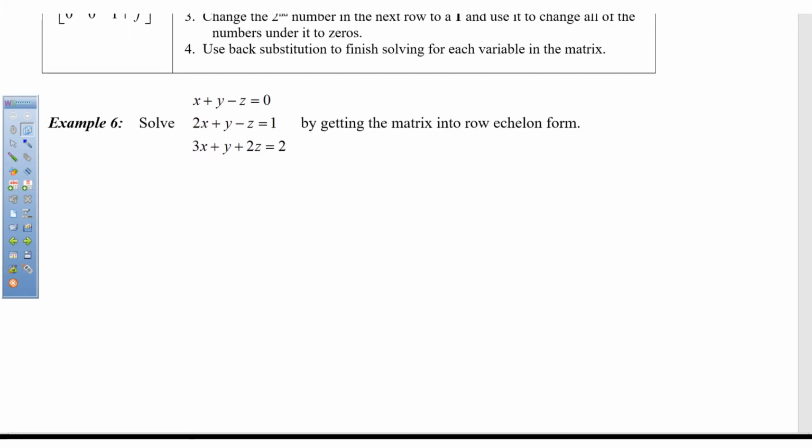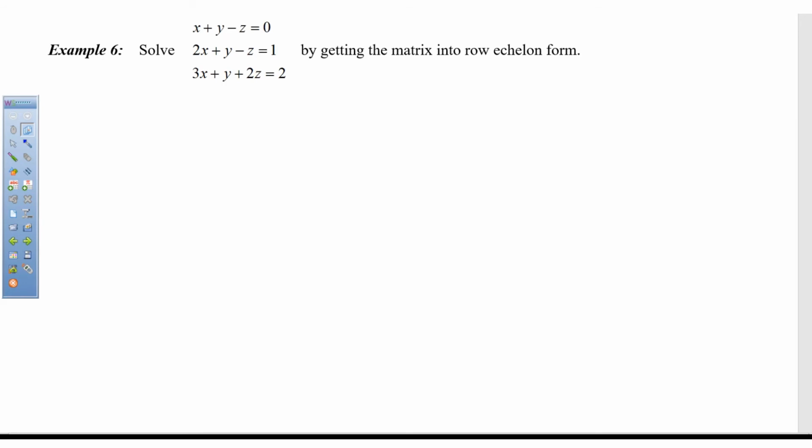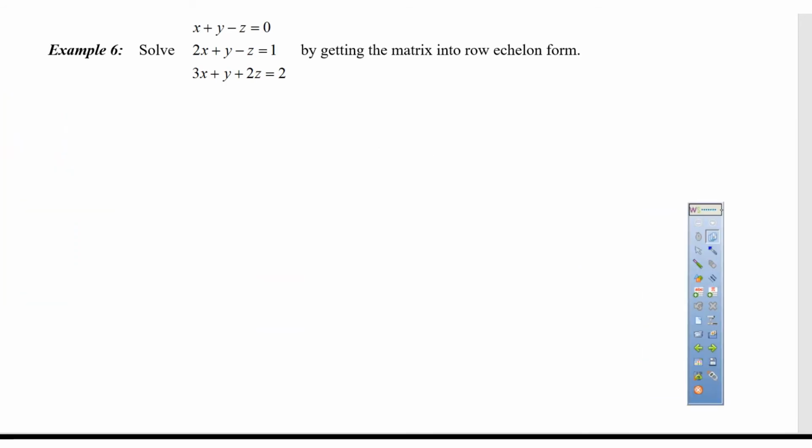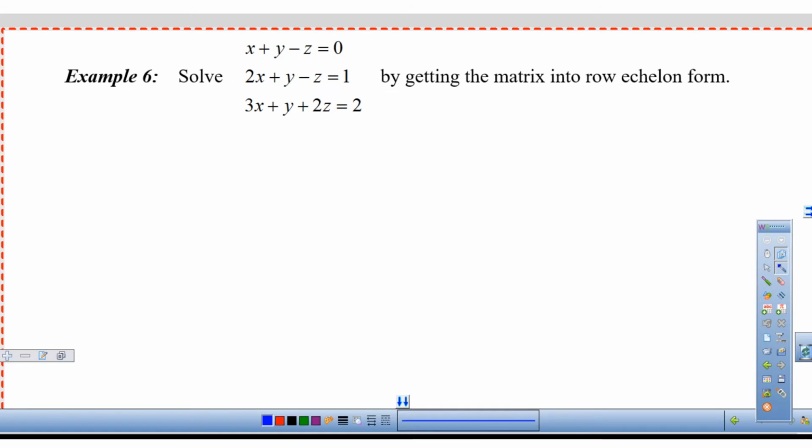You have to know the difference between the forms, though. If they say row echelon and you use Gaussian, you're not going to get credit. You have to know the difference between the methods.